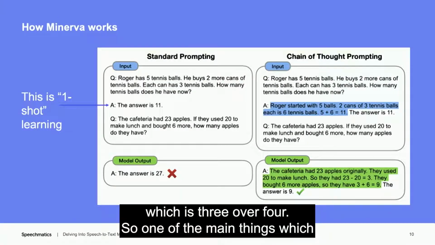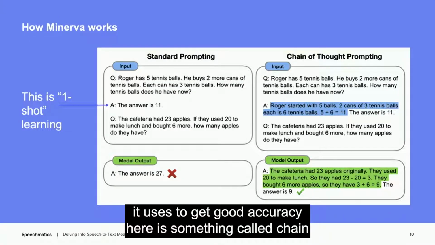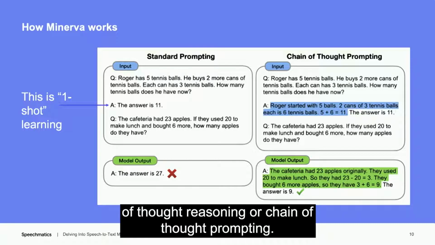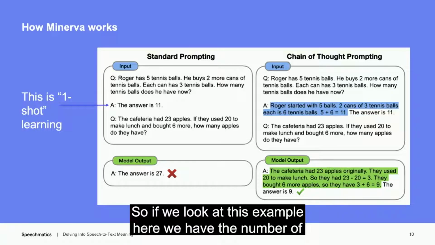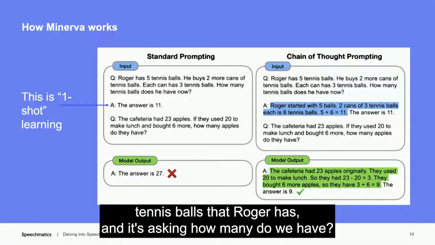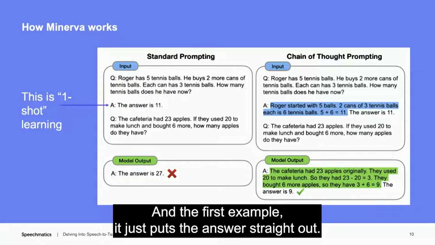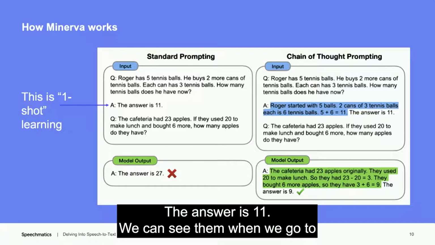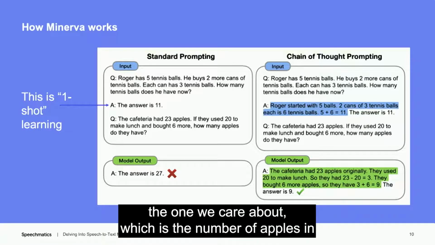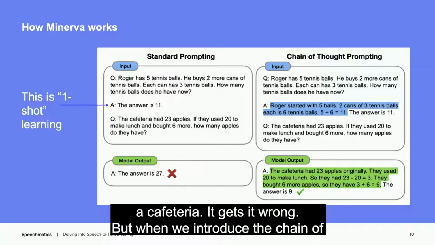So one of the main things which it uses to get good accuracy here is something called chain of thought reasoning, or chain of thought prompting. If we look at this example here, we have the number of tennis balls that Roger has, and it's asking how many do we have. In the first example, it just puts the answer straight out. The answer is 11. But you can see then when we go to the one we care about, which is the number of apples in a cafeteria, it gets it wrong.